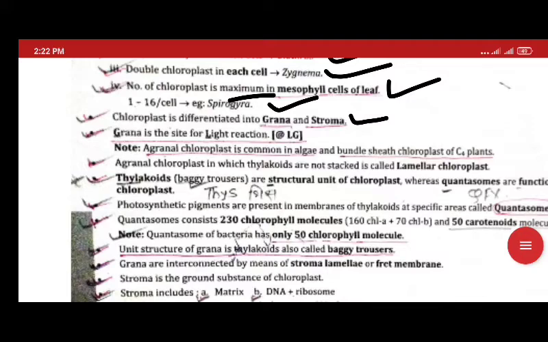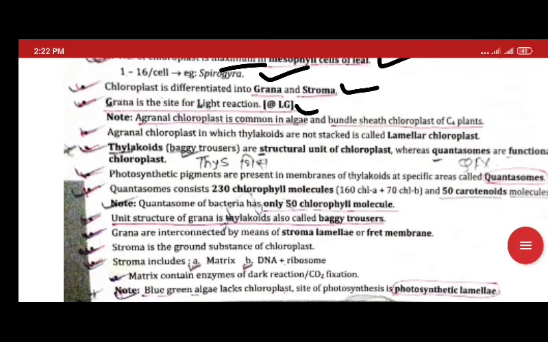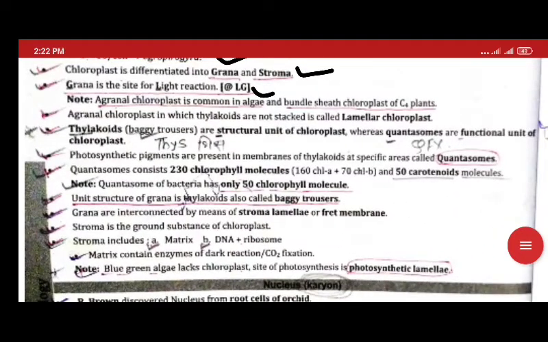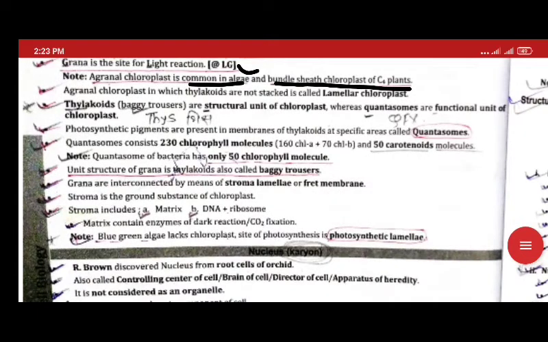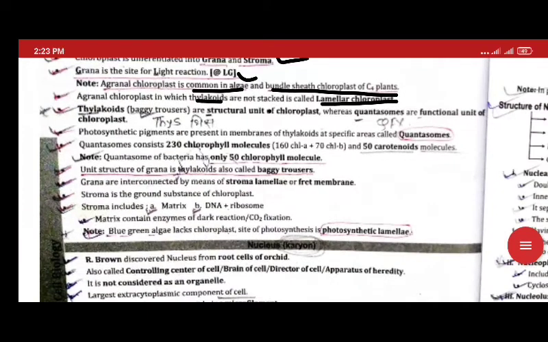Grana is the arrangement, and stroma is the liquid part. Grana is the site for the light reaction. Agranal chloroplast is found commonly in algae, and bundle sheath chloroplast is found in C4 plants. Agranal chloroplast contains thylakoids which are not stacked. Lamellar chloroplast is by the lamella, found in lower plants.